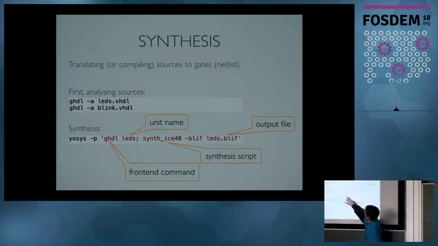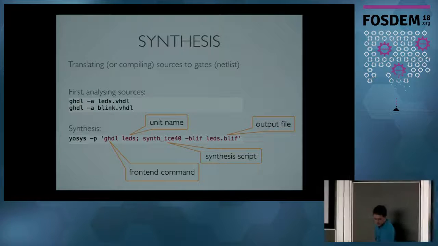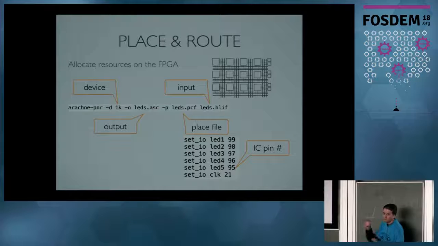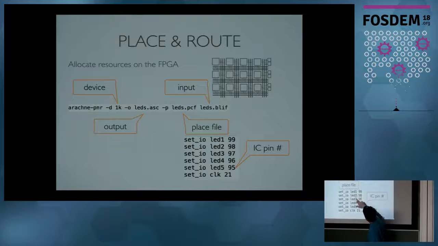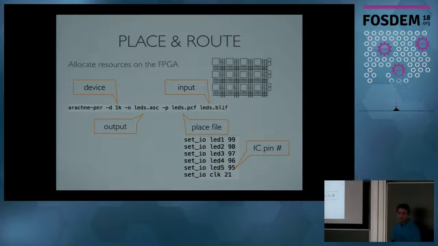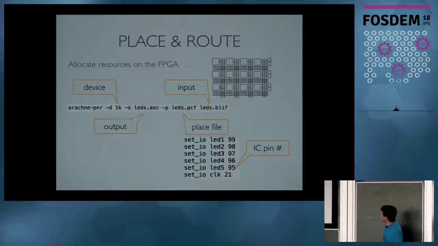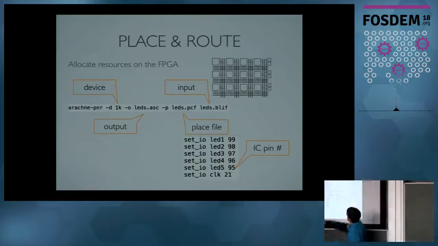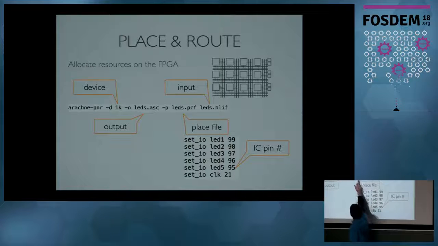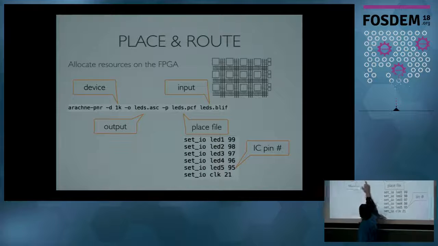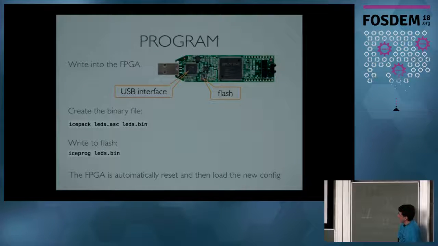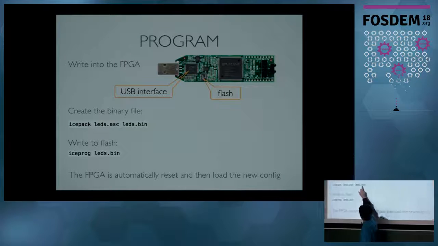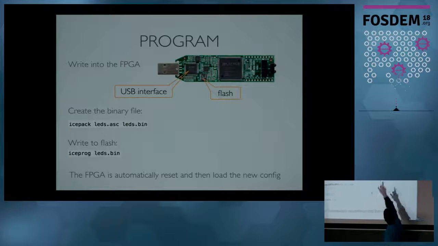So it creates a file, which is the netlist. Then we use Arachne-pnr to assign and place the various gates on the FPGA. And for this tool, we also need to define where the LEDs are placed on the pads. It cannot be guessed by the tool. So you need to specify the place file for the pads that was created by the user, and it generates an ASCII file that is then used by icepack to create a binary, and then by iceprog to send the binary directly to the chip.